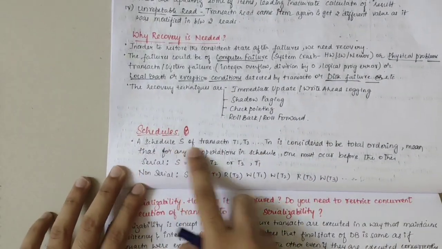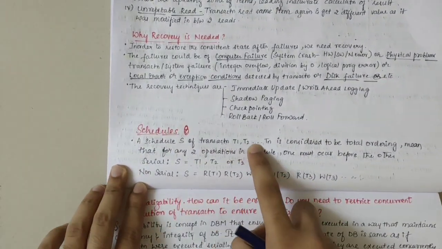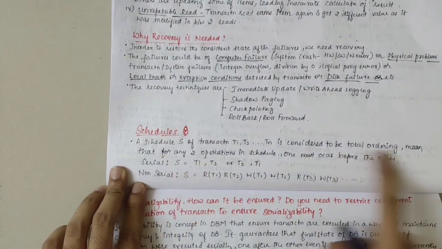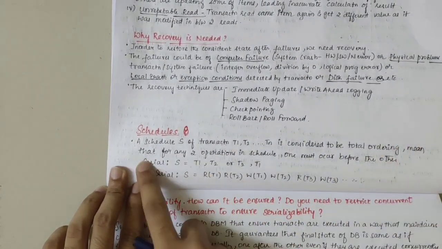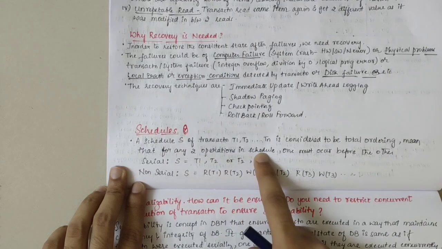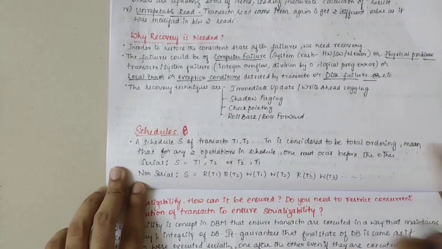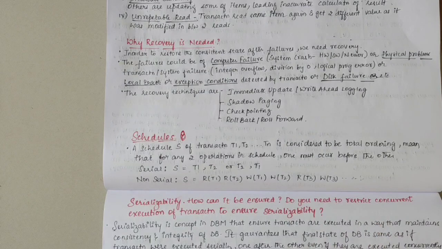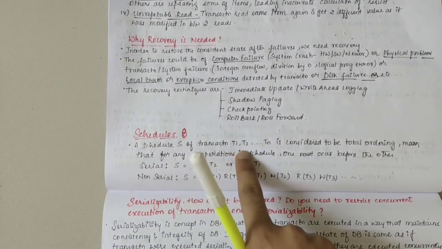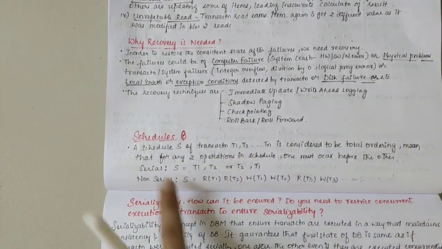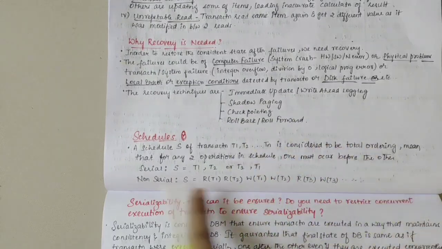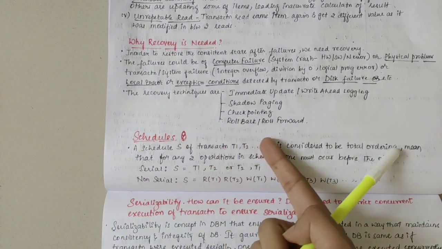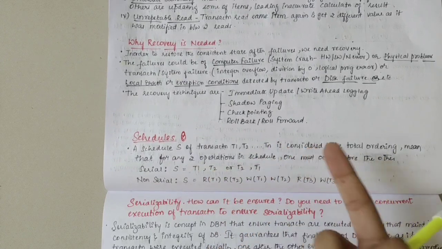Next, coming to schedules. A schedule S of transactions T1, T2 till Tn is considered to be a total ordering, meaning that for any two operations in the schedule, one must occur before the other. Schedule means you're arranging the transactions in a sequential order. That is, first T1 should go, then T2 should go, then T3 should go, and so on. So if that chronological order is followed, then it is said to be serial, because they are serially occurring. First T1, then T2, or T2 then T1, like that.